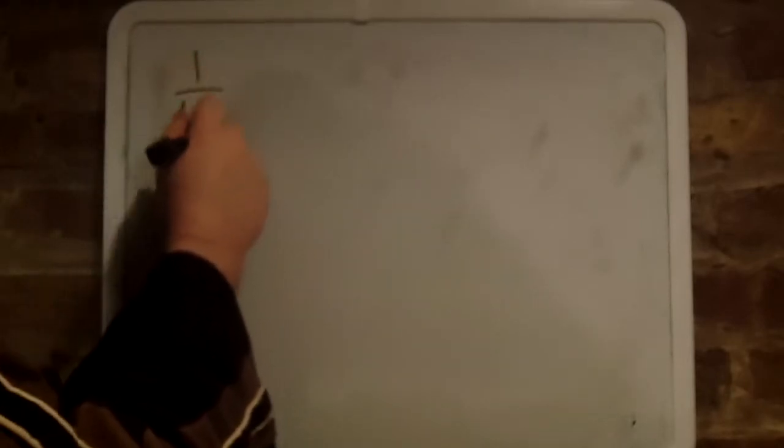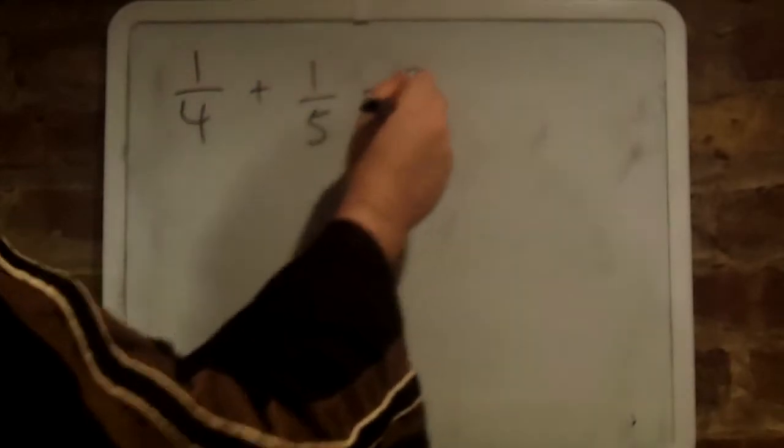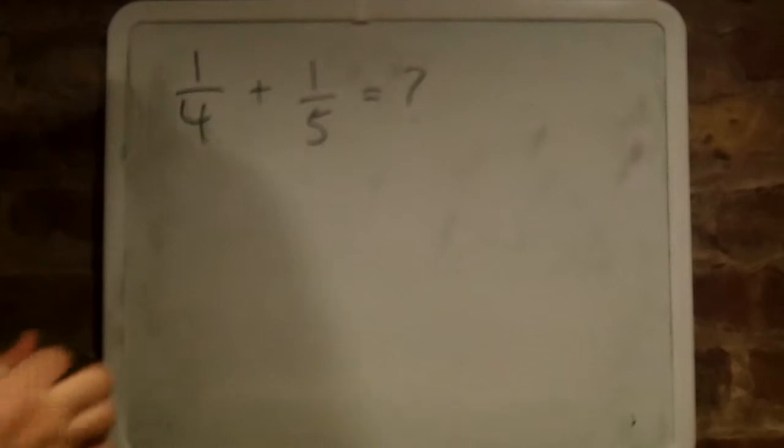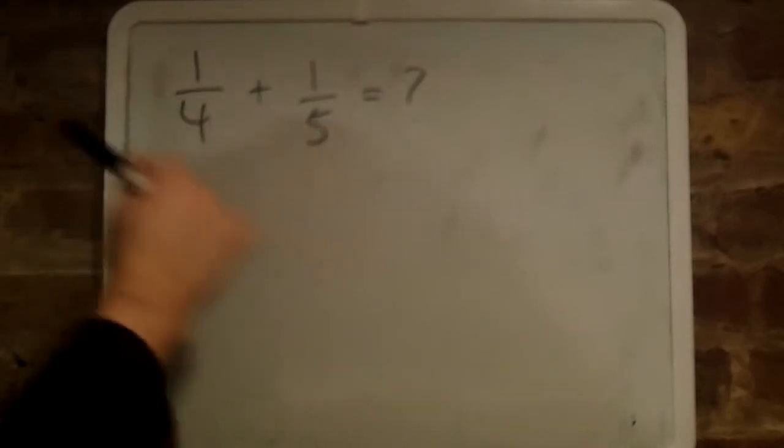So what happens when we have fractions where the number on the bottom is different? Suppose we had 1/4 plus 1/5. How could we add those together? Well, to do that, we need to rewrite both fractions so that the number on the bottom is the same.